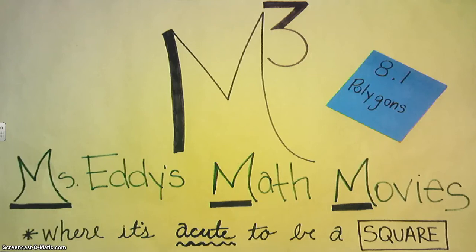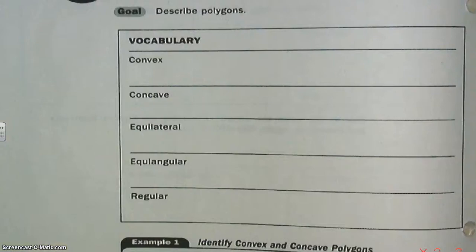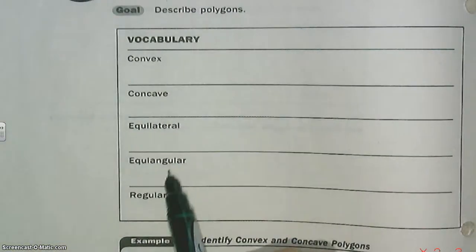Today's lesson is 8.1, Polygons. By the end of the lesson, you will be able to describe polygons. These are the words that we're going to use to describe the polygons.